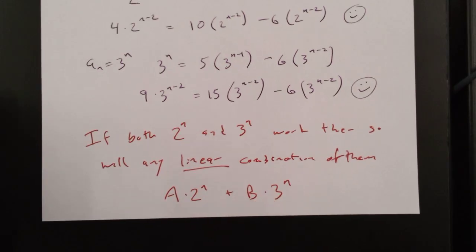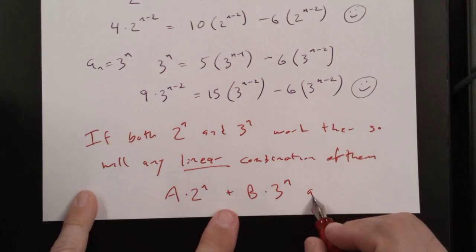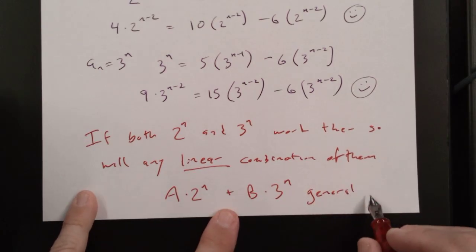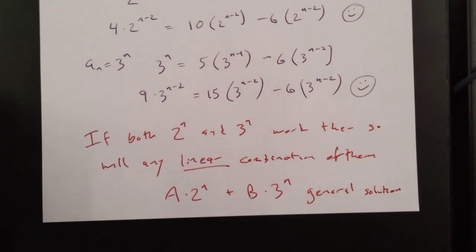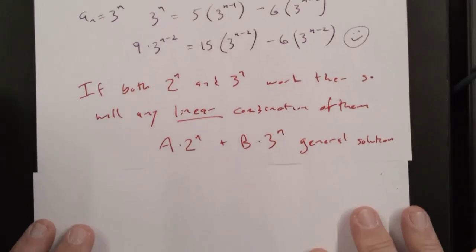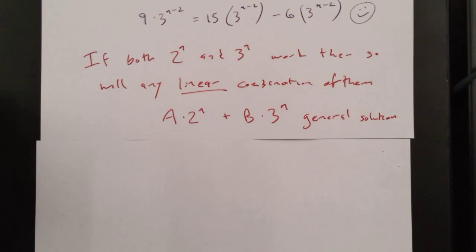Here's what I'm saying. But I don't want a general solution, because there are two additional pieces of information that I have yet to use. When I started this problem, what did I write down as the start of this problem? I wrote down the recurrence, and I wrote something else.